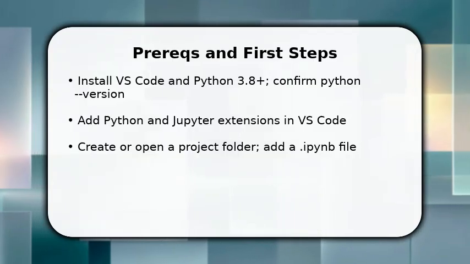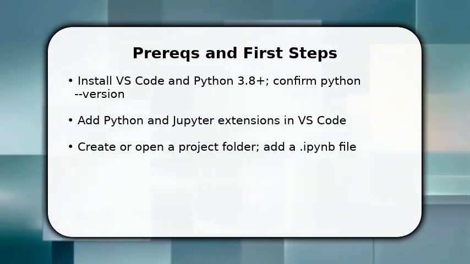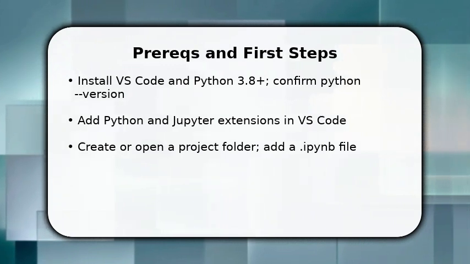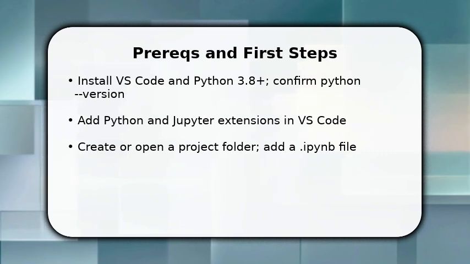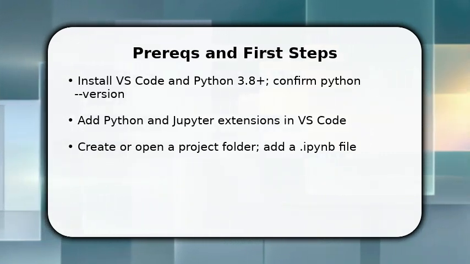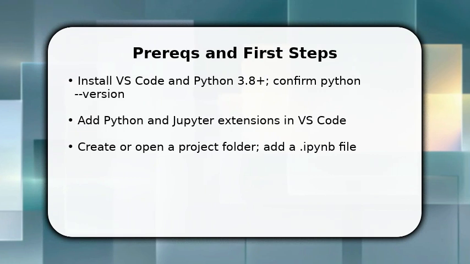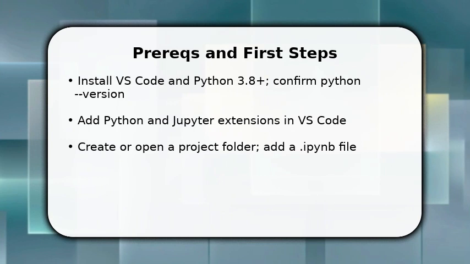You start by confirming prerequisites, Python 3.8 or newer and VS Code installed. Open your project folder so the editor can detect environments, then install the Python and Jupyter extensions. Once done, create a new IPYNB or open an existing notebook file. Make sure VS Code's status bar shows a selected interpreter. If not, pick the right environment.